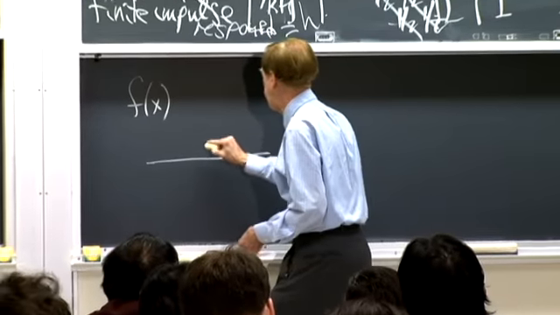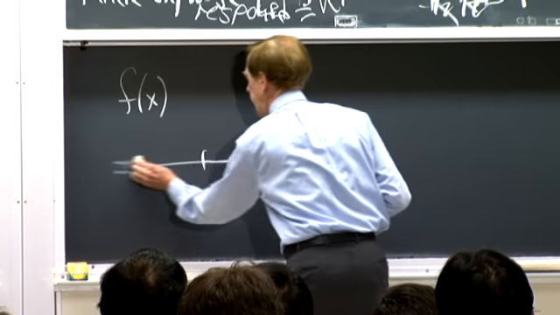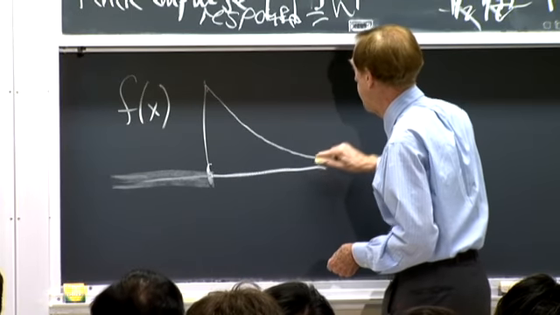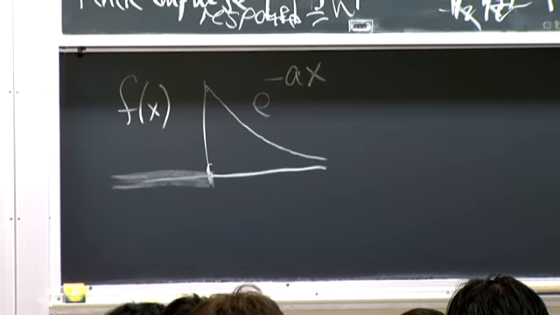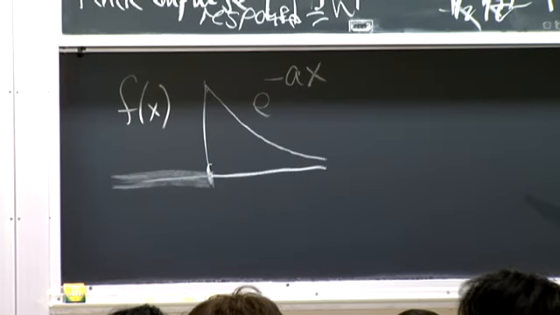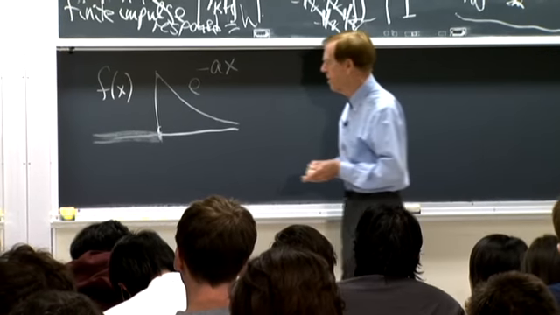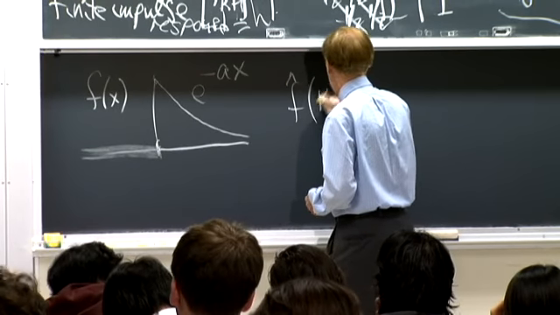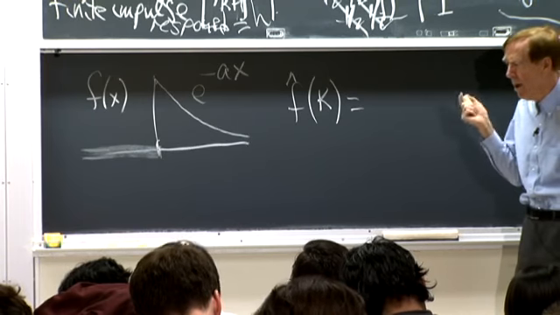Here, let me take f of x to be 0 here, and then a jump to 1, and then an exponential decay, so e to the minus ax. Okay, so that's the input. It's not odd. It's not even. So I expect a complex f hat of k, which I can compute. So what is f hat of k? Let's just figure out f hat of k and look at the decay rate and all the other good stuff.